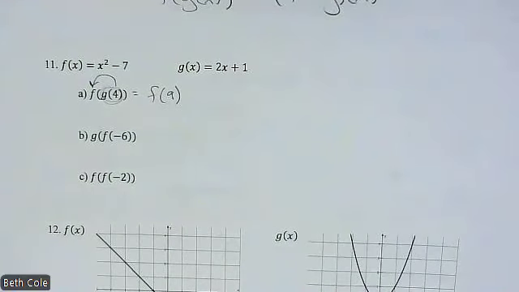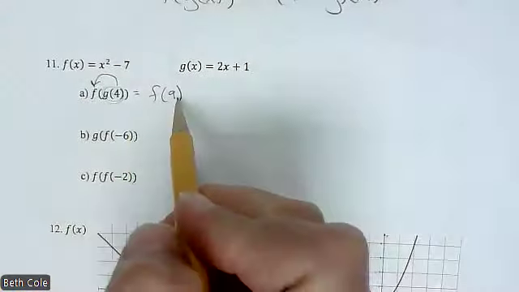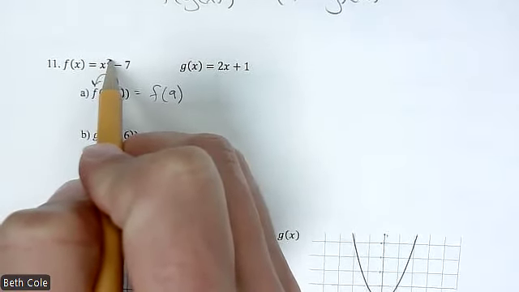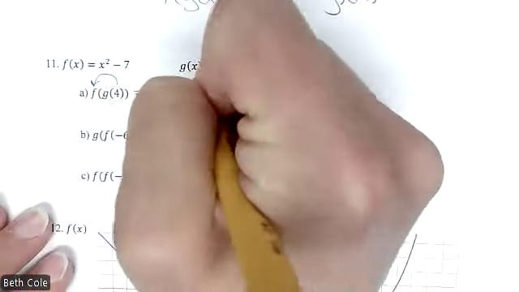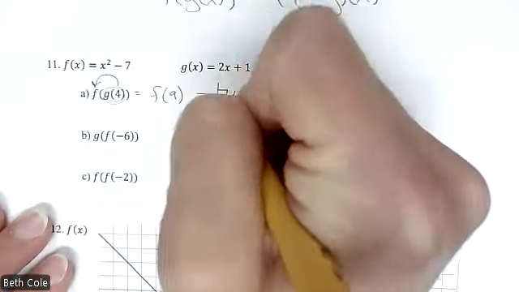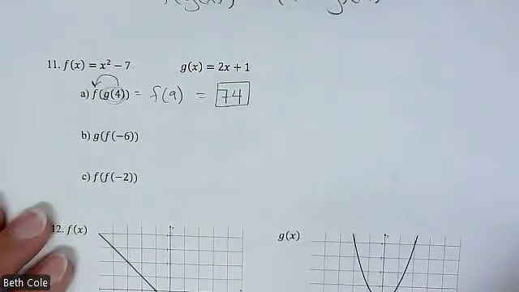That's the only work. So I really want you to write it because if your answer's wrong, I can't do any partial credit unless you show me that step. So we inputted 4. It got changed to a 9. Now we're going to pass 9 along to function F. So if you plug 9 in here, 9 squared, 81 minus 7, 74 is your answer.